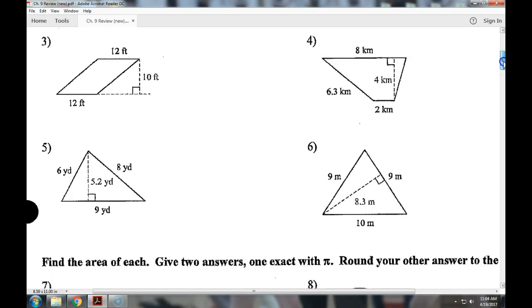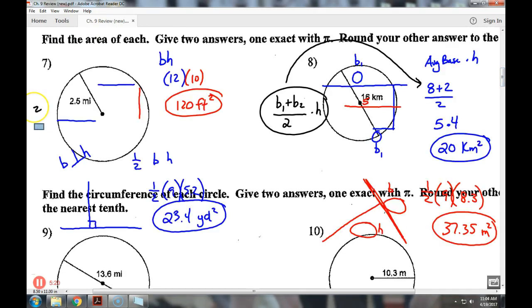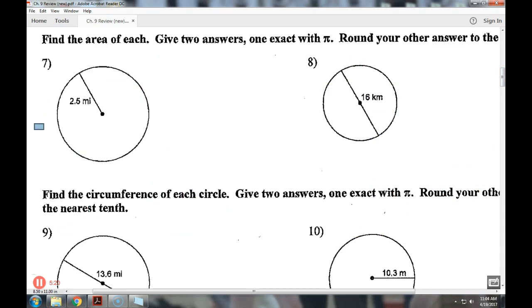All right, let's scroll on down. Now we're moving into the circles. Find the area of each. Be prepared to write your answer either with pi or with decimals. So first thing you need to know is area of a circle is pi r squared. Sometimes I like to reverse the letters and do r squared pi. I'll show you why here in a second.